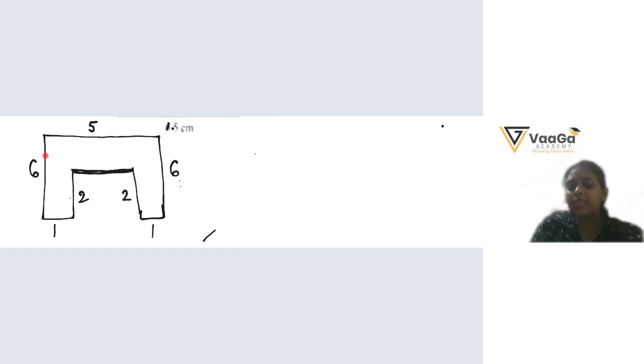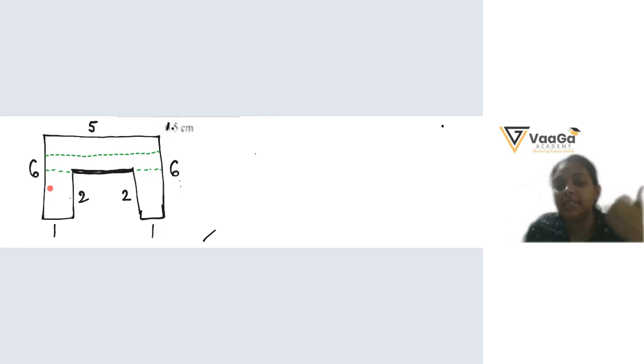See, this whole is 5. So this means if I start from here to here, this whole should be 5. So is it 4? No. But see, this whole is 5 and I know that this is 1 and this is 1. So the left one will be 5 minus 1 and 1, add these two.